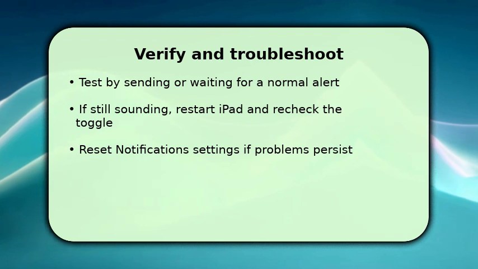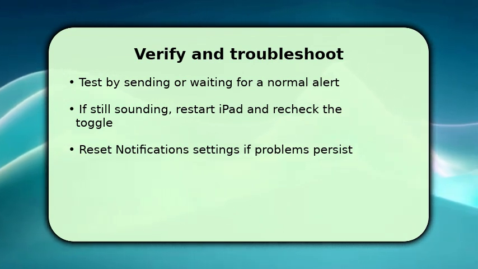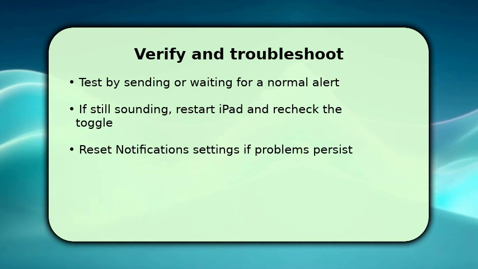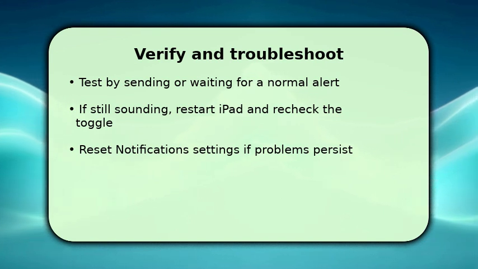As a last resort, reset all settings to restore notification defaults. This removes saved Wi-Fi and preferences, but often resolves stubborn notification permission issues. Use it only if simpler steps fail.